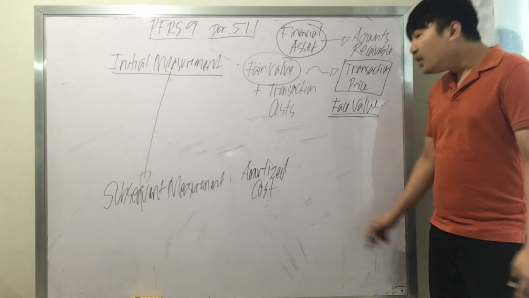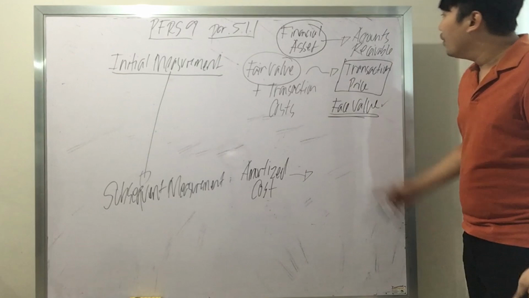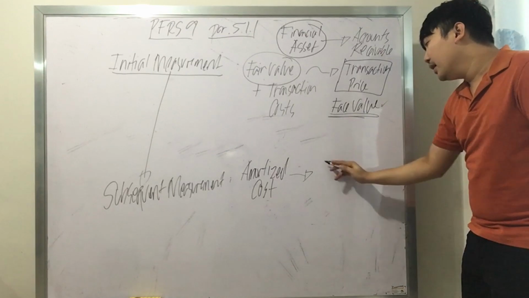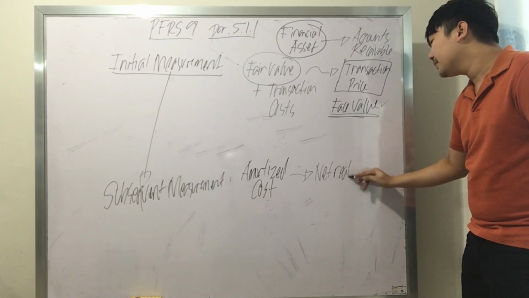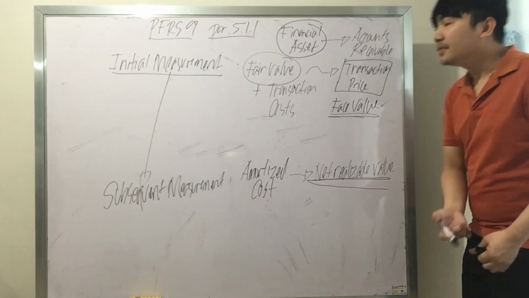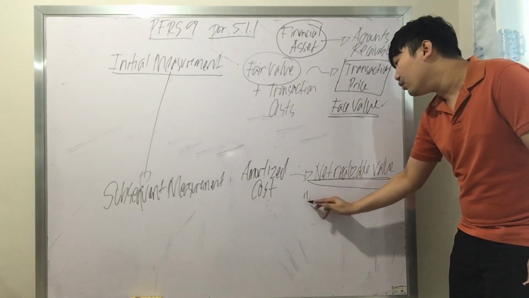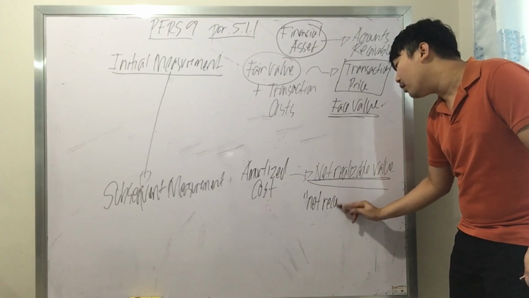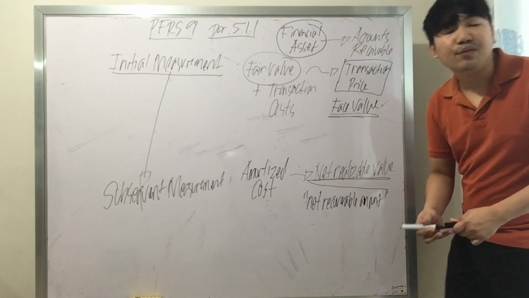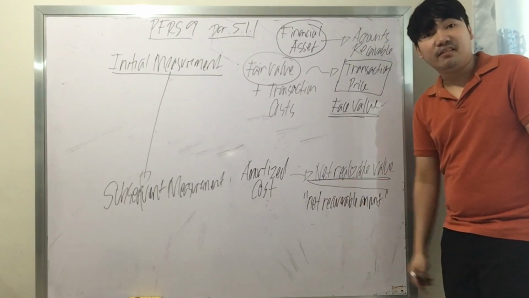Now, class, regarding the amortized cost for an accounts receivable, tandaan mo, this is your net realizable value. Okay? So, net realizable value. Pag sinabing net realizable value, this is your net recoverable amount. Meaning to say, this is the net expected amount to be received from the client or customer. Magkano na lang? So, take note of the word net realizable value.